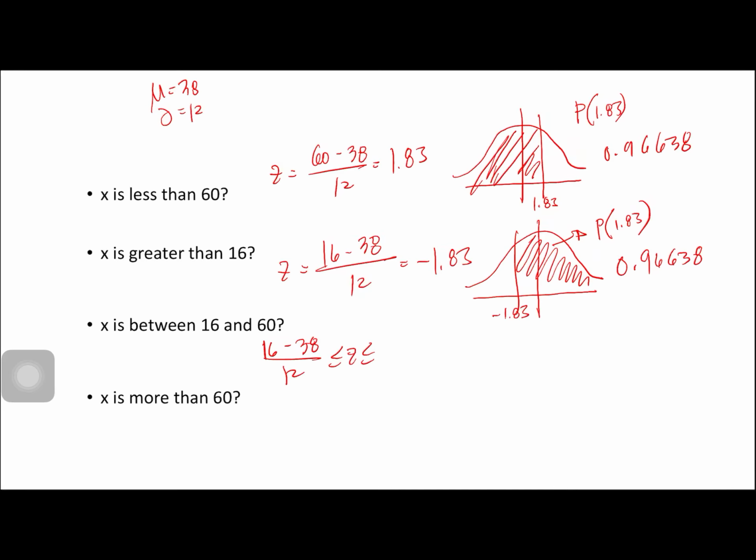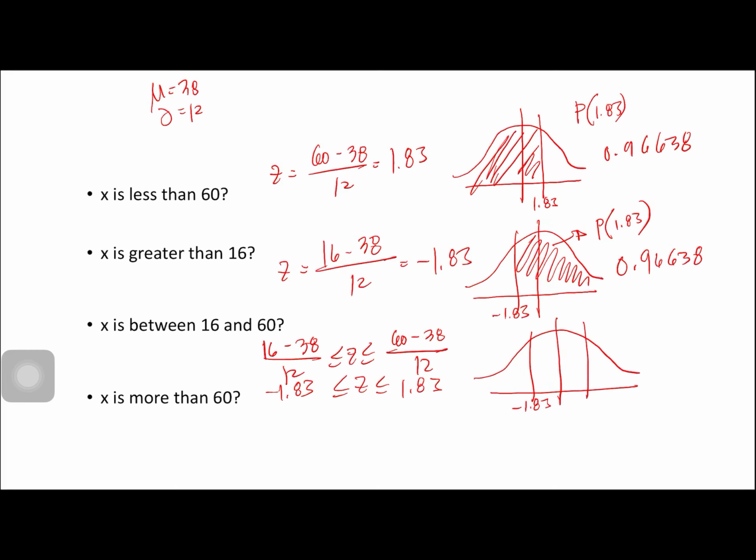What about X is between 16 and 60? So that would be 16 minus 38 over 12 is less than or equal to Z is less than or equal to 60 minus 38 over 12. And that is negative 1.83 is less than or equal to Z is less than or equal to 1.83. So we have there our normal curve. We have here negative 1.83. This is positive 1.83. So we need this one. So that is Q of 1.83 times 2.